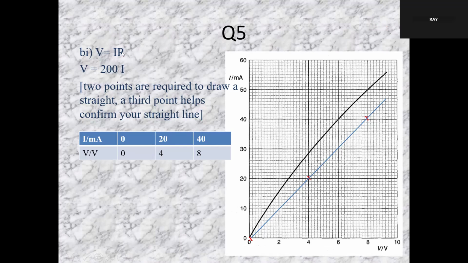Let's try this formula. Resistance is 20 ohm, so you need 3 points. It will be a straight line passing through the origin. Put 20 milliampere into here and calculate the potential difference. Put 40 milliampere into this equation, calculate it, and then draw the line.